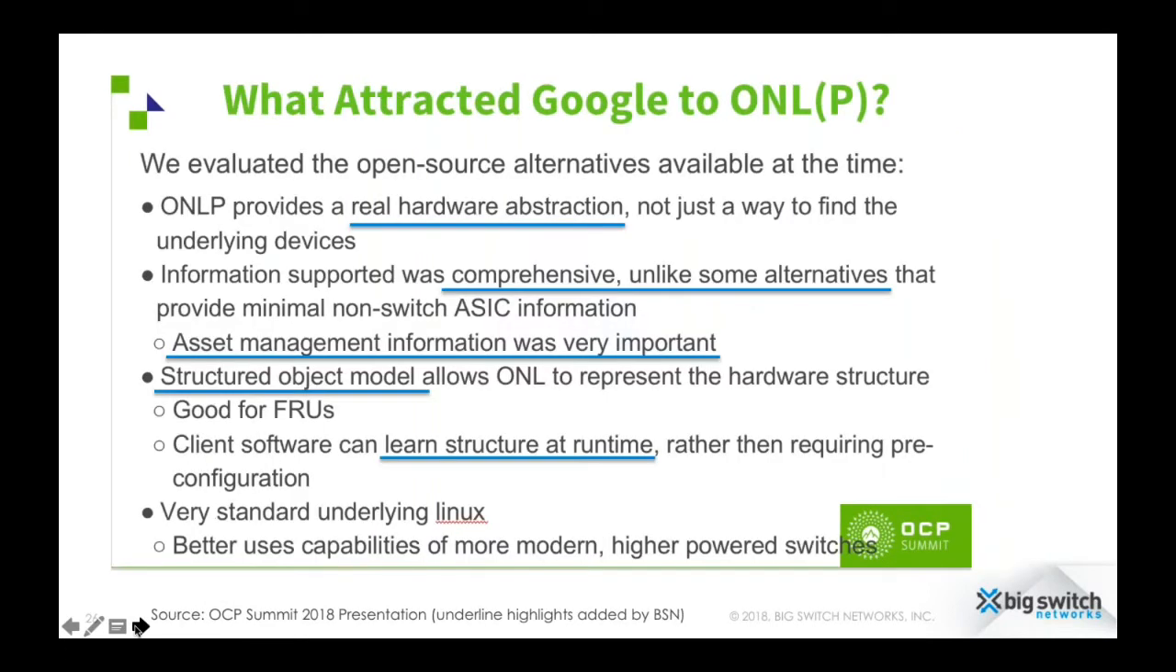And so the information that they shared is that they had evaluated a variety of open source alternatives, and ONLP, which is the ONL platform APIs, provides real hardware abstraction as they've stated, and they found that it is very comprehensive, unlike the other alternatives that they investigated. And given the large inventory and the deployments that they have, asset management becomes very important, and that information is important to them. Also, the fact that ONL provides a very structured object model allows the client software, the Google NOS, to learn the structure at runtime, rather than requiring that as a pre-configured entity. And it's all running standard Linux, which is fantastic.